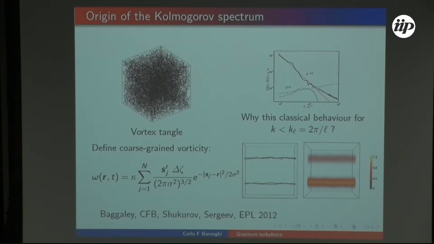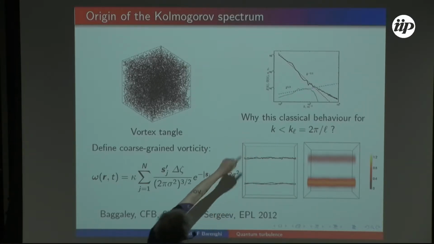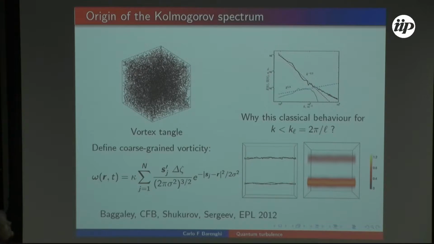And the energy spectrum, which can be computed, is indeed a rather good 5/3 law, as you can see at the top right. It's the black line, consistent with the Kolmogorov theory, in the right range of wave numbers. So to understand what's going on, it's useful to try to define some kind of vorticity.